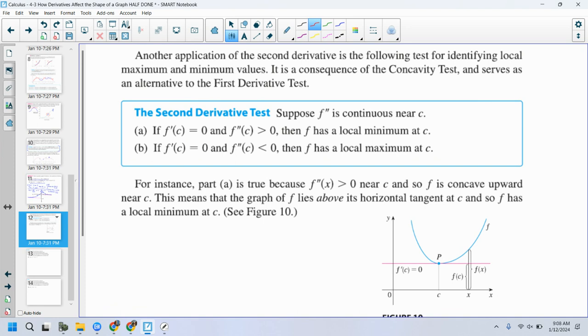If you've got a rational function, ain't no way I'm using the second derivative test. I don't want to find the second derivative of a rational function. No, thank you. It's probably hard enough to find the first derivative. So therefore, it'd be easier to just use that number line test, the first derivative test.